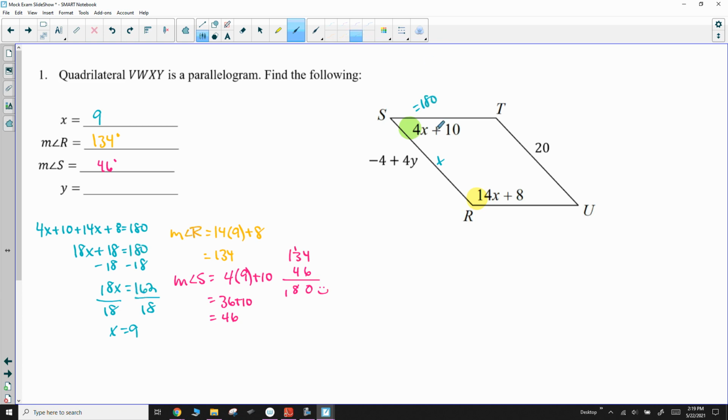We learned that in a parallelogram, opposite sides are congruent. So this side right here is congruent to that side right there, which means that negative 4 plus 4y is equal to 20. Let's move this negative 4 by adding 4 to both sides. 4y equals 24. Divide both sides by 4. y is equal to 6. And that's all we have to do. It doesn't ask us anything else. As a check, 4 times 6 is 24, and minus 4 is equal to 20, which is what it needed to be. So this is also correct.